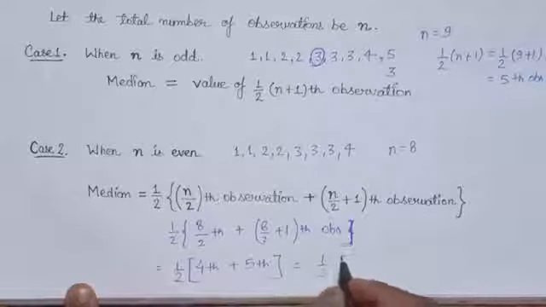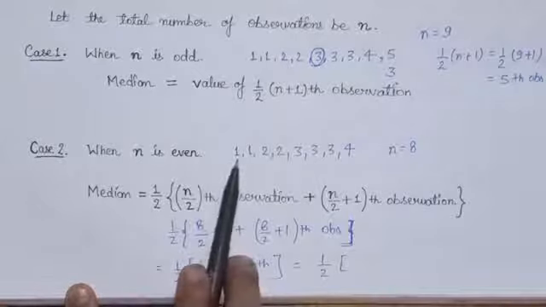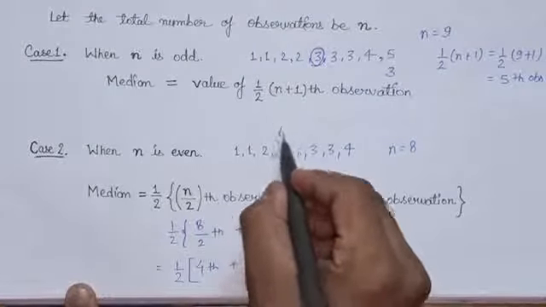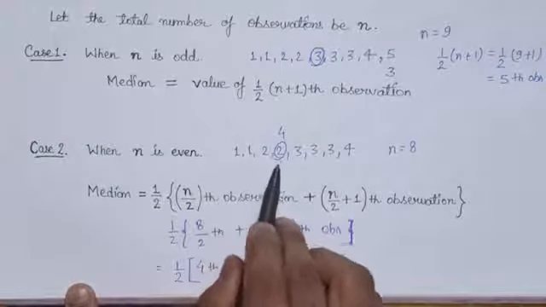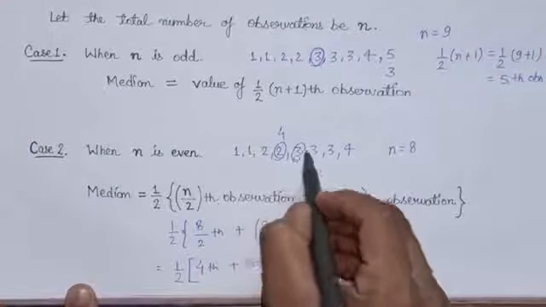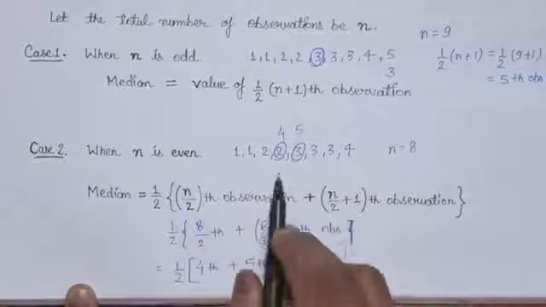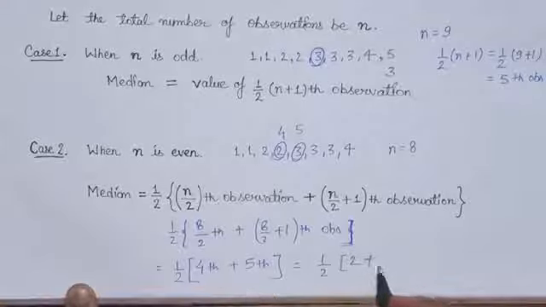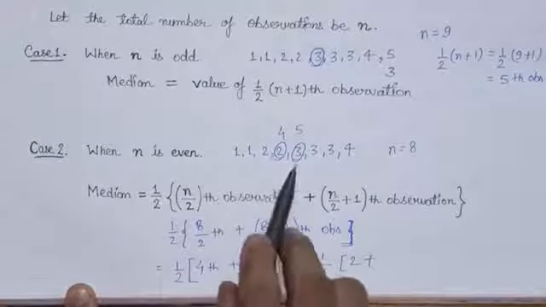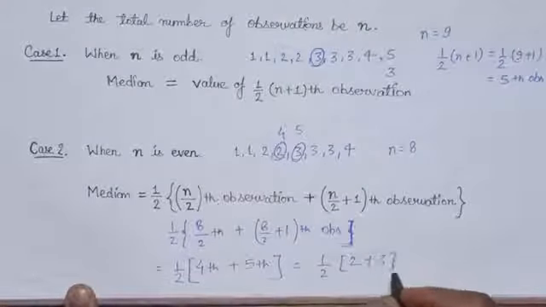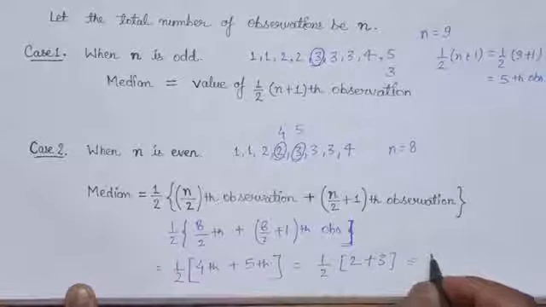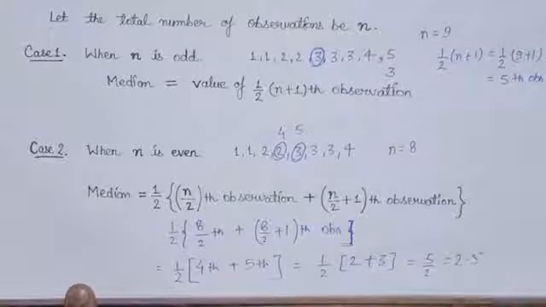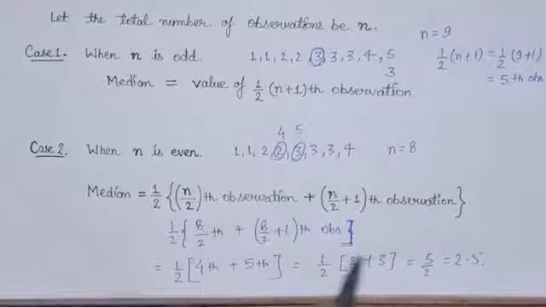Counting 1, 2, 3 and 4, 2 is the 4th observation, and counting 1, 2, 3, 4, 5, 3 is the 5th observation. So 1 by 2, in place of the 4th observation we put the value 2, plus in place of the 5th observation we write 3. So 2 plus 3 is 5. So here we have 5 by 2, that is 2.5. So the median of this given data is 2.5.